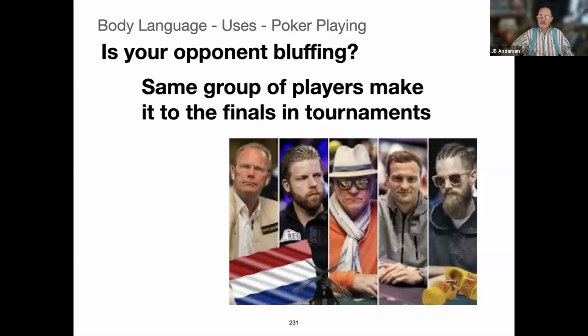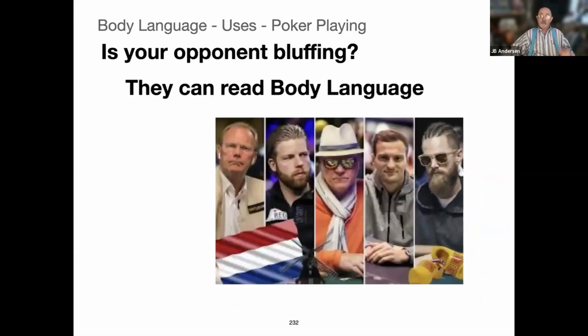It's a card game. It's chance. It's got nothing to do with skill, really. What's going on here? What's going on is body language. The people that tend to make it to the top most frequently, excuse me, are people who can read body language among the other people at the table.